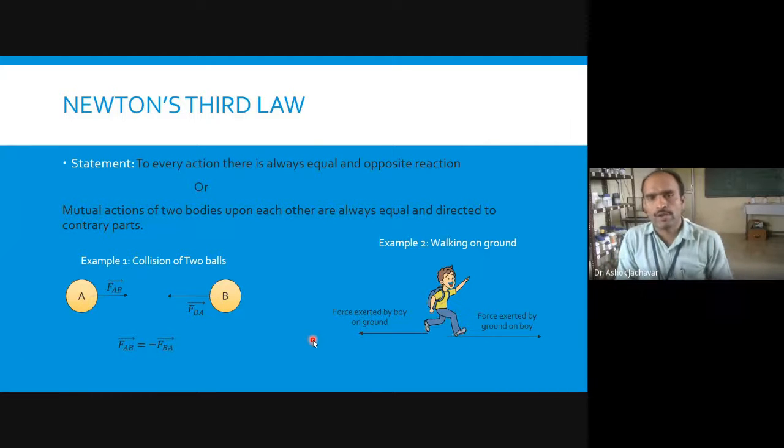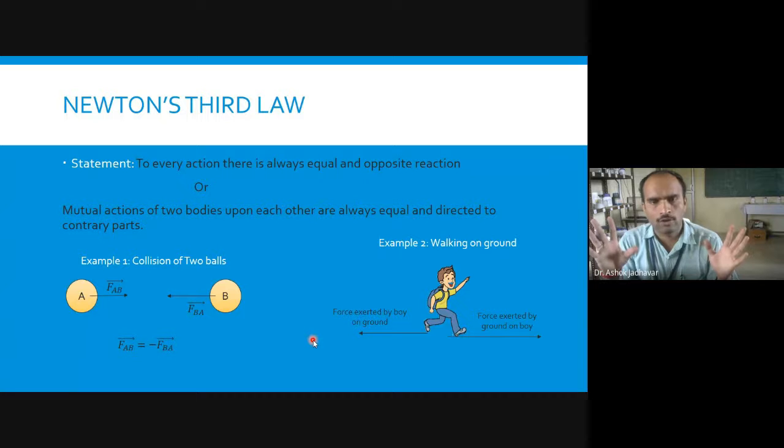Now let us move ahead and try to see Newton's third law. We have already known Newton's third law, and it is a very famous law, that is, action and reaction. Correct? So in very simple words we can say Newton's third law states that when there is action there is an equal and opposite reaction. Correct?